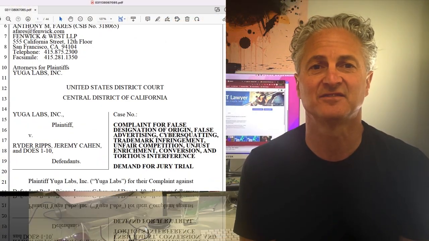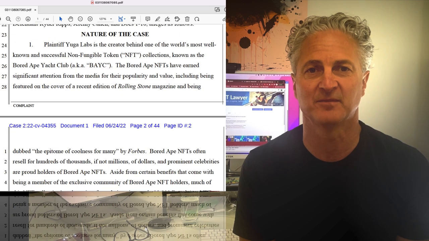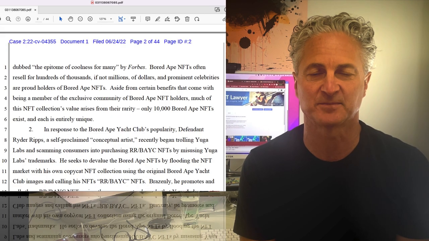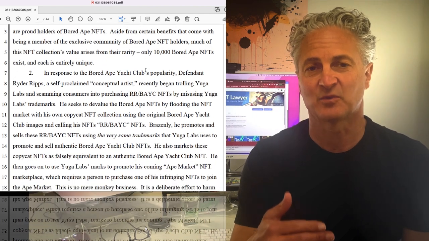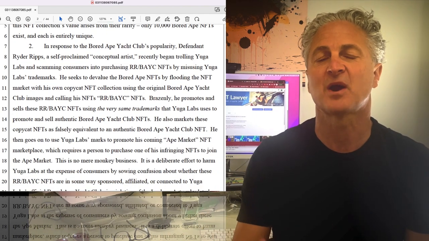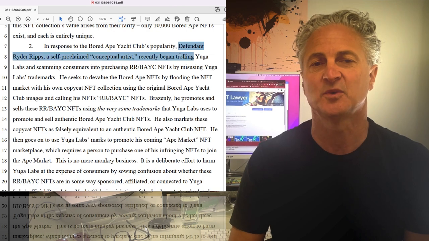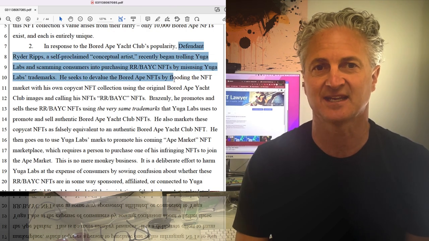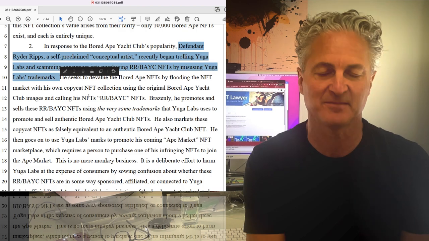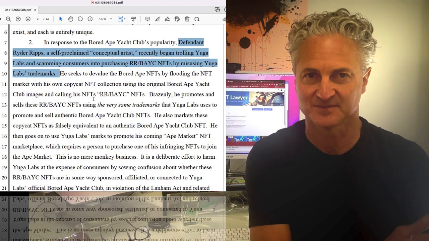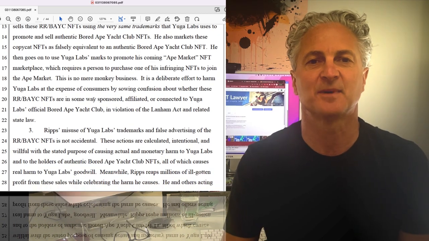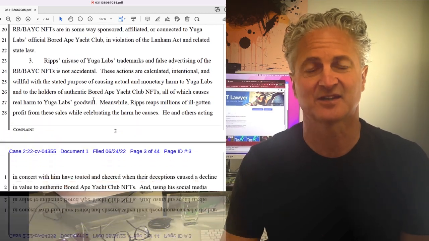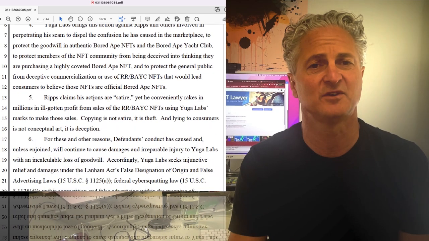Number one, the lawsuit does not involve claims of copyright infringement by Yuga Labs against ryderripps. Everyone kind of assumes that because ryderripps uploaded part of the Bored Ape collection to a new NFT project and minted those same Bored Apes that Yuga Labs offered up as part of its project, that this must be a case about copyright infringement. It's not. And there are lots of reasons for that. We're going to talk about that in future videos.